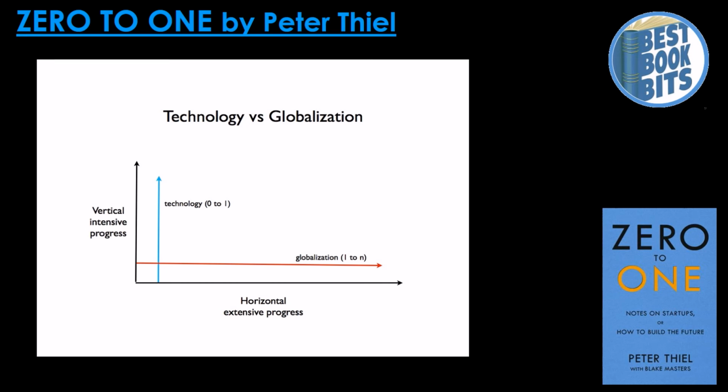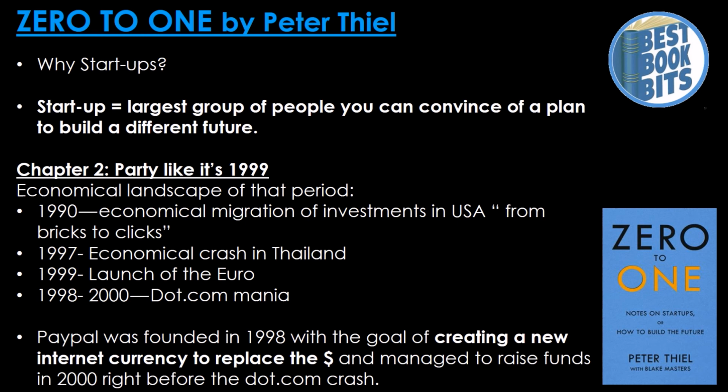Let's look at the graph below. The graph indicates technology versus globalization. On the left, we're looking at the vertical intensive progress, and on the right, we're looking at the horizontal extensive progress. The difference between technology versus globalization. Why startups? A startup equals the largest group of people you can convince of a plan to build a different future.